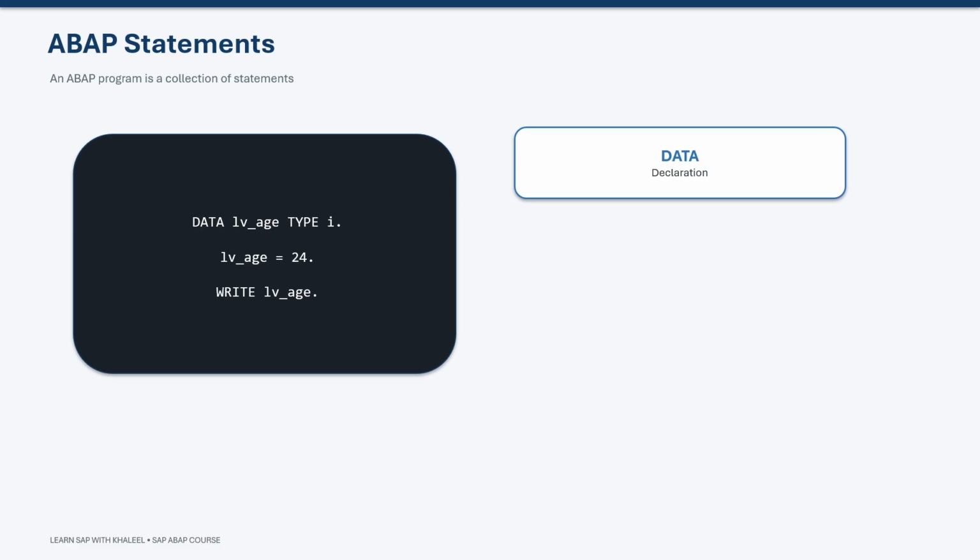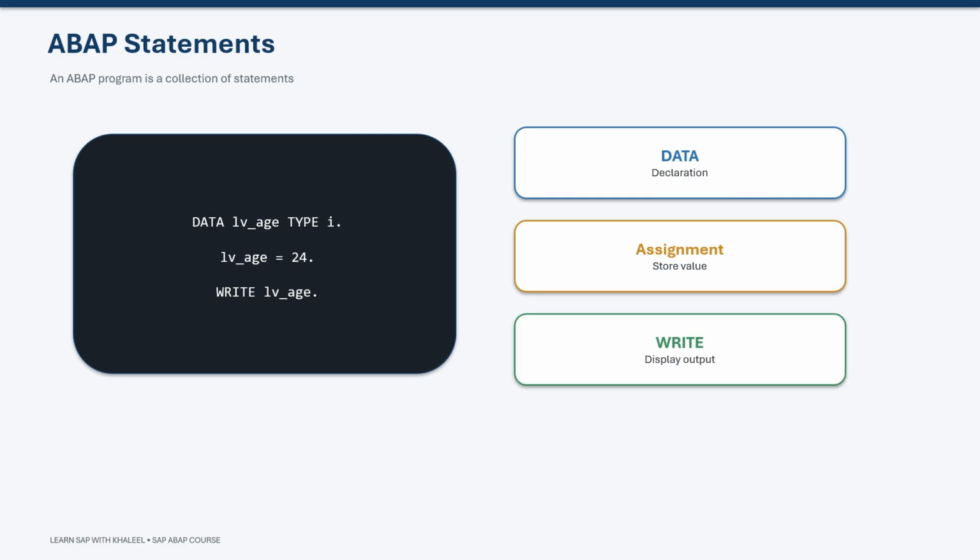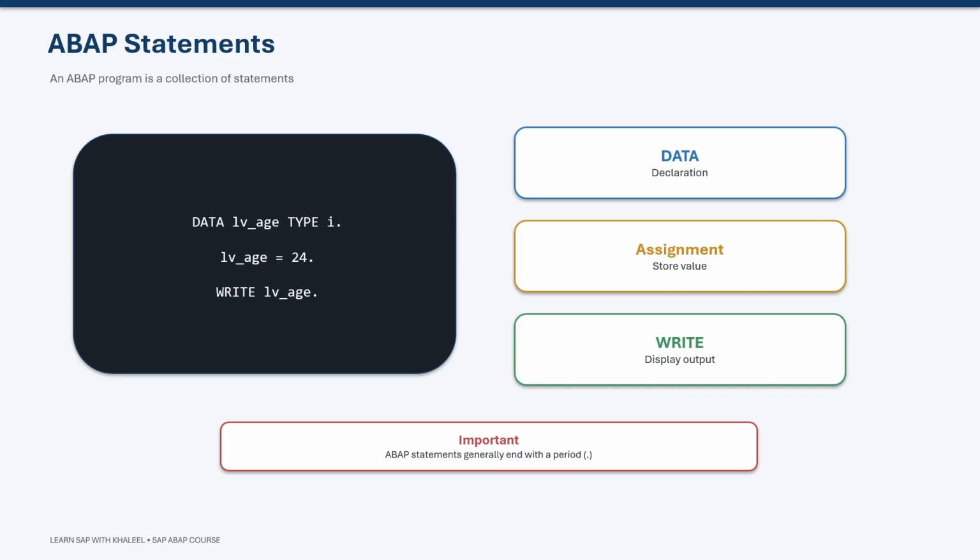One important thing you should remember as a beginner: an ABAP statement generally ends with a period, a dot. You can see the period at the end of each statement in our example. So whenever we start writing ABAP, always pay attention to the syntax and especially statement termination. First, data declaration; assignment stores a value; write displays output; and an ABAP statement generally ends with a period. This is important. Later, when we start writing larger programs, you will see many different types of ABAP statements.